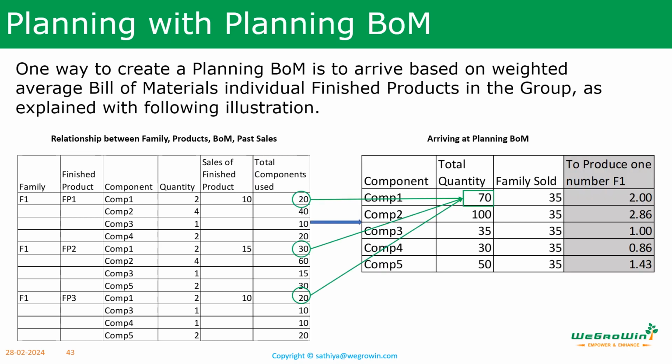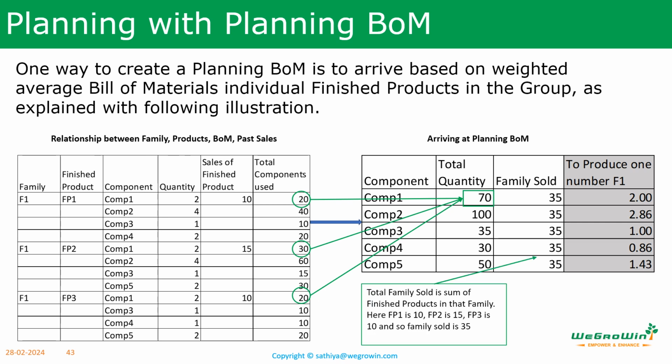Now from these we have to get the planning bill of material. How? Consolidate all the individual component consumption, like component 1 is 70, which is coming from here 20 plus 30 plus 20, which is 70. Similarly, component 2 is added, component 3 is added, component 4 is added. So these are the quantities of components used for what? For the sales of 35 numbers of that planning family product. Where is this 35 coming from? FP1 sold 10 numbers, FP2 sold 15 numbers, FP3 sold 10 numbers, right? Adding that, we get 35.